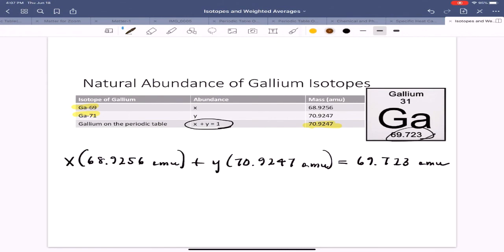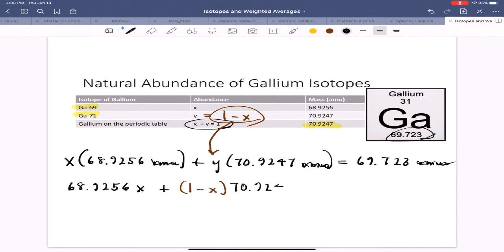So I'm going to do a substitution. I'm going to say if x plus y equals 1, y equals 1 minus x. And I'm going to plug that in here in a substitution. I'm going to go ahead and just ignore these units for a minute because they're cluttering up my page. Okay, so now I'm going to need to distribute this. 1 times 70.9247 is 70.9247. Negative x times 70.9247 is negative 70.9247x.